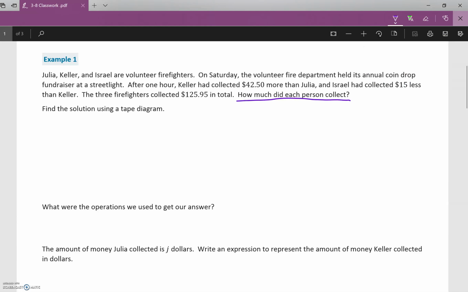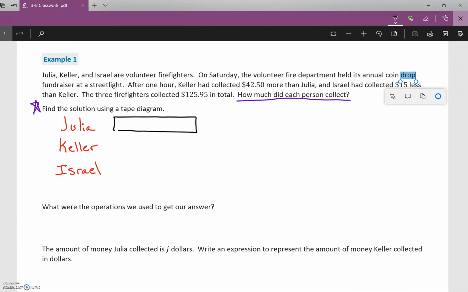So this is a pretty intense problem. We have a lot going on. So what we're going to do is find the solution using a tape diagram. I'm going to show you how that works. First thing we're going to do is write down the 3 people that are in the story problem. After that, we're going to make a rectangle next to each of those people of equal size. This is going to be the beginning of our tape diagram.